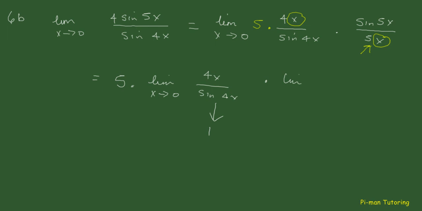And the limit as x tends to 0 of sine 5x over 5x, we know that that's going to give us 1. So we're going to end up with 5 times 1 times 1, and so the limit of this function is simply 5.